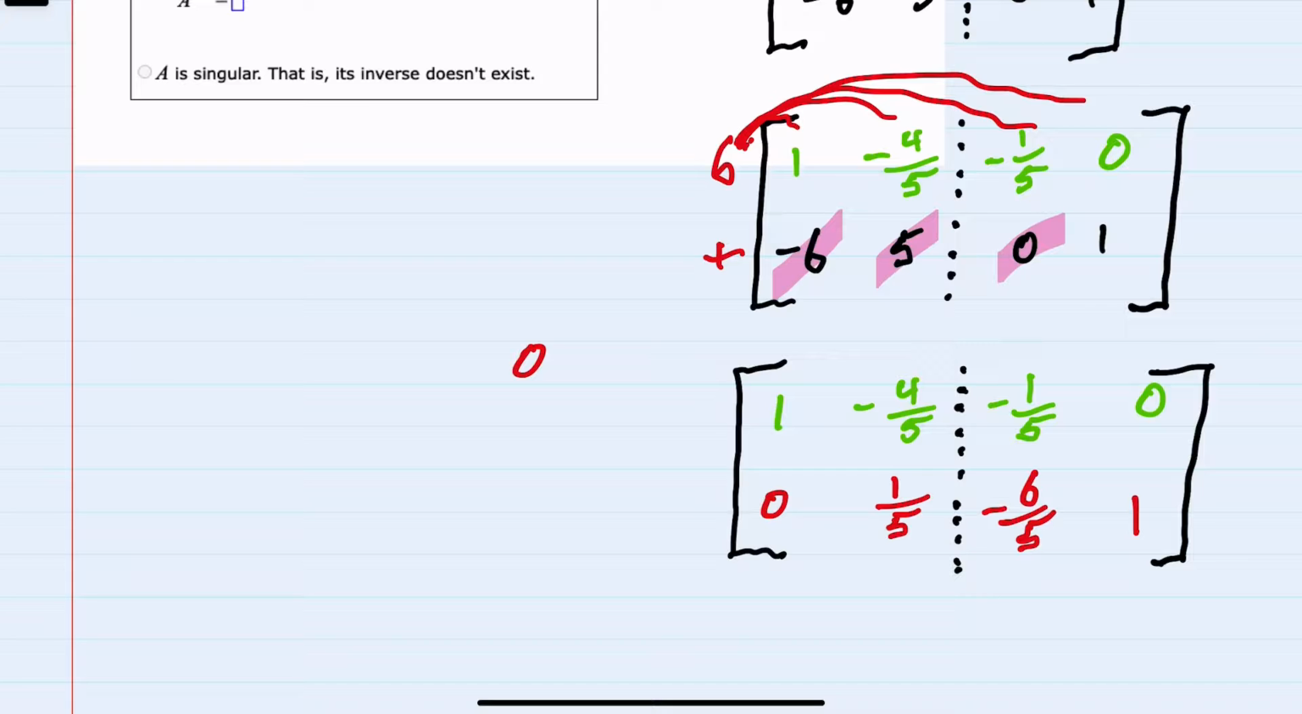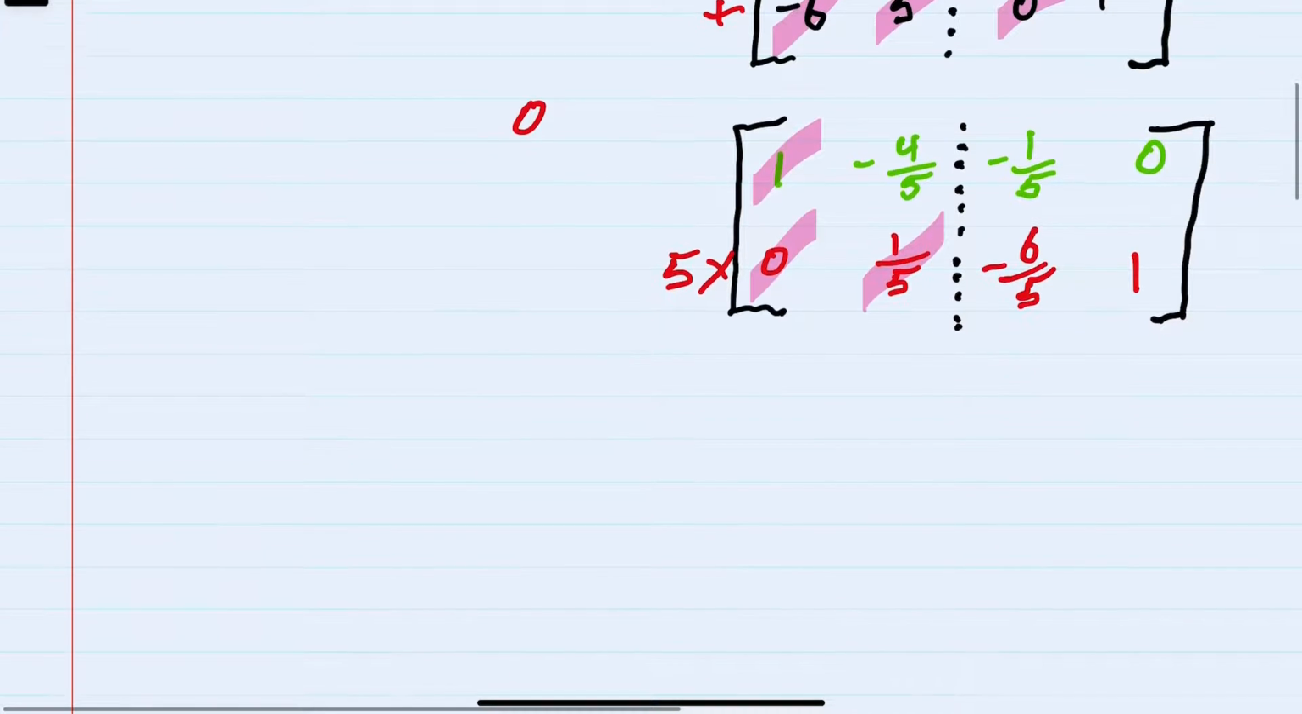So I've completed a couple of steps so far, and I have the 1 that I was looking for in that top left corner, and I have the 0 that I was looking for in the bottom left corner. So to continue to turn this left side into the identity matrix, I want this bottom right side to be a 1, and that I can accomplish by just multiplying the bottom row by 5. Move to the next step here.